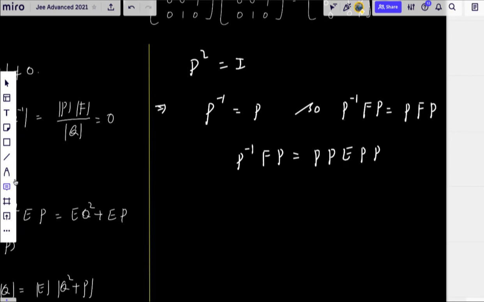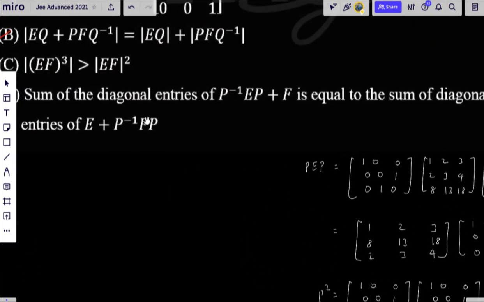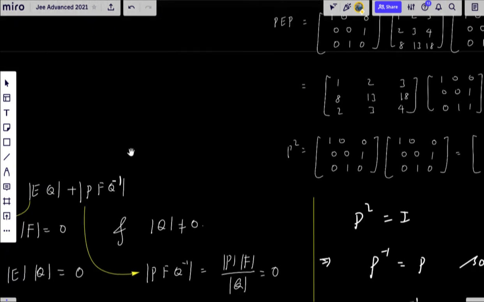So P square, that is I, and this one is also I. So the result will be E. Finally, we got here P inverse of FP is equal to E. Okay. So what we say here, as we have to evaluate P inverse of FP plus E, we have to add.